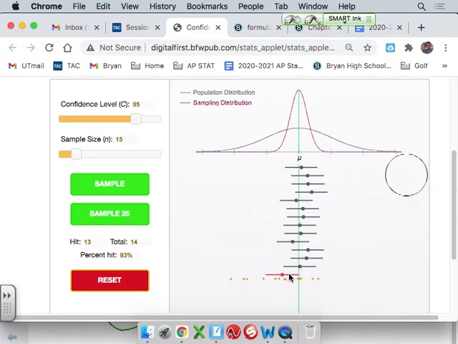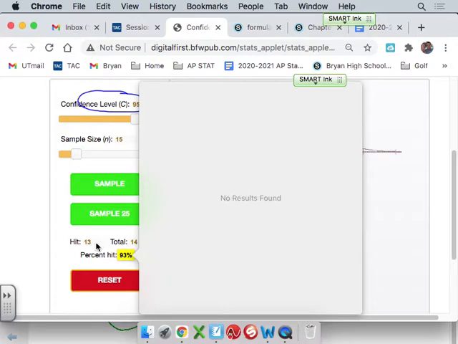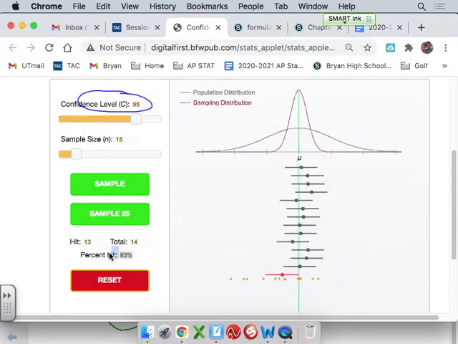Okay, so let's get into what this confidence level means here. I have a confidence level of 95%. Right now, we are at 13 out of 14 have been hit, for a 93% hit rate. So let's just keep going.